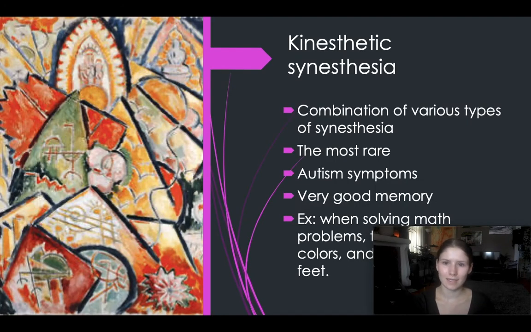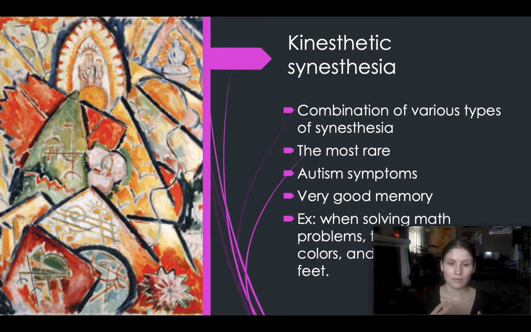Okay, and kinesthetic synesthesia. So this is a combination of various types of synesthesia. It's very rare. An example of it is maybe when they're solving a math problem, right? They're dealing with all these numbers and this whole system. And they will see colors and shapes, but then also feel sensations on their hands and feet. This is different from others because it doesn't deal with an individual letter or number or tone. It more deals with entire systems.